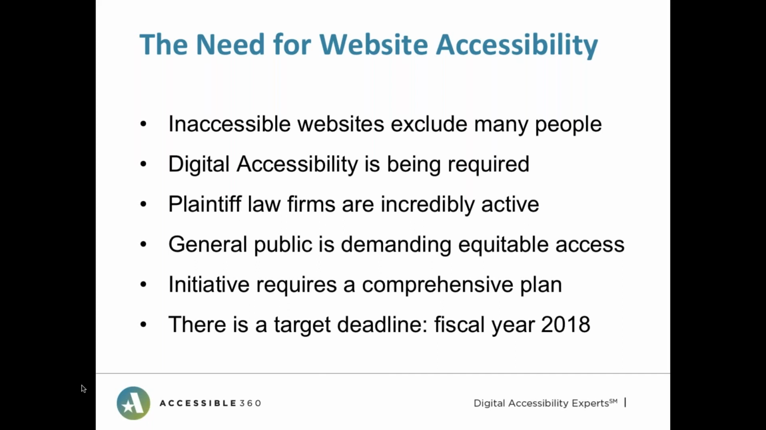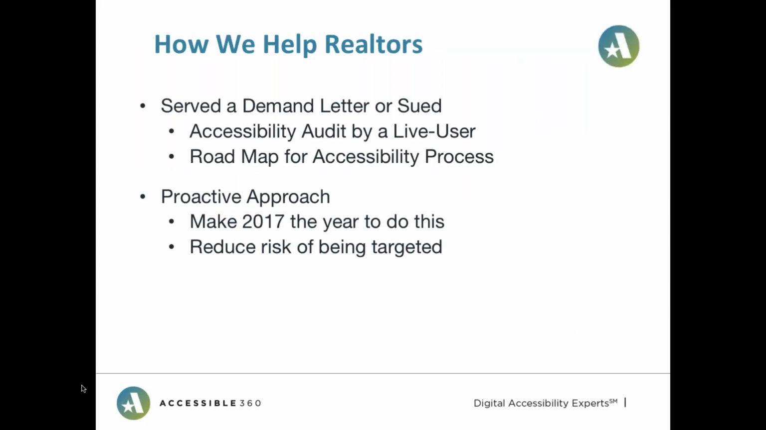There's this target deadline of fiscal year 2018, and I'll explain what that is a little bit later too. It's not for sure, it's not definite, but it is what everybody in the industry is looking towards, and all the policymakers. So I'll give you more clarity on that later. Here's how we can help you guys. If you're served a demand letter or you're sued, the first thing to do is get an accessibility audit by a live user. We'll provide a roadmap for the accessibility process. If you haven't been, I just encourage you to use 2017 as a year to start this project and get ahead of it so you can reduce your risk of being targeted.